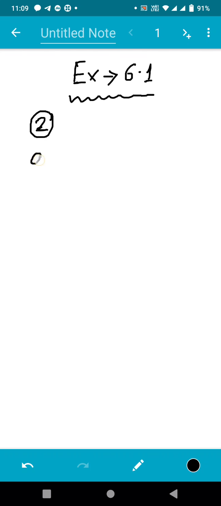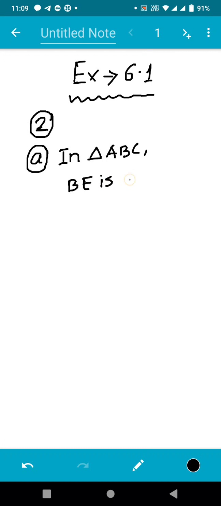Now let's see what we have in sum number A of question number 2. In sum number A, we have to draw a median. That is, in triangle ABC, BE is a median we have to draw. Fine. So in triangle ABC, what we have to draw, students? BE is a median we have to draw. Fine. So BE is a median.